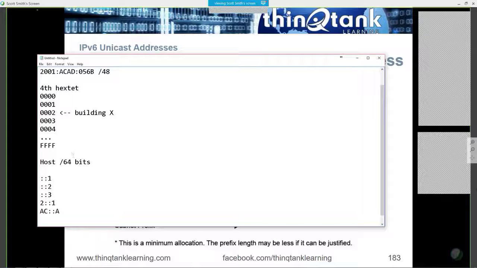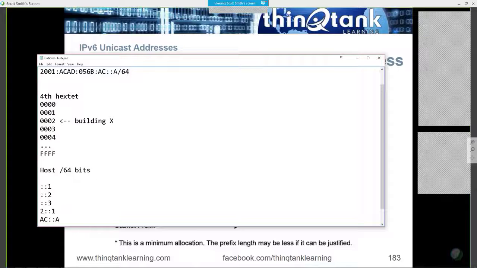Because your fully qualified address becomes this, and that's your subnet mask. And by the way, no more /30s, no more /27s, no more /25s. Everybody gets /64. Is your company going to need more than 65,000 subnets? Probably not.